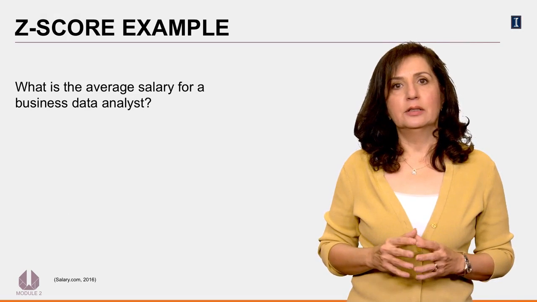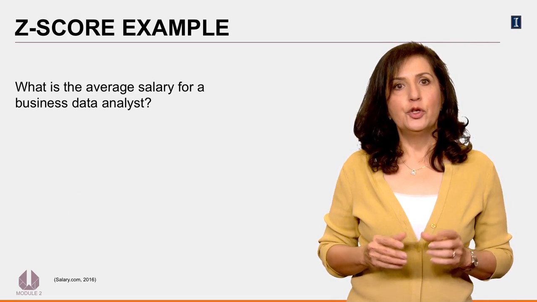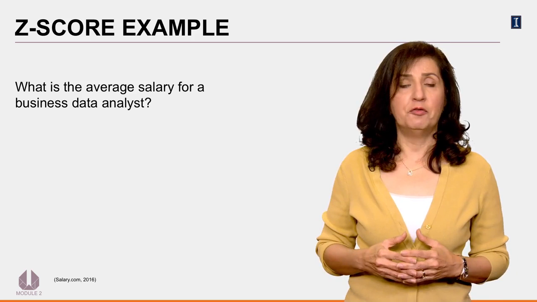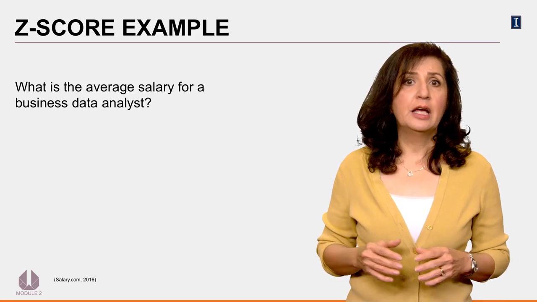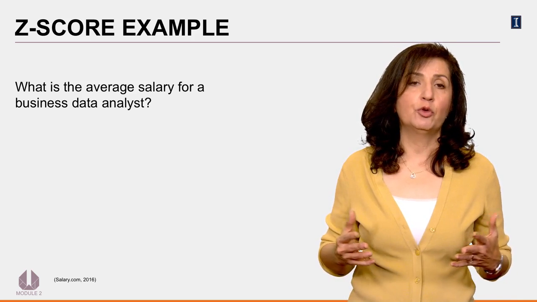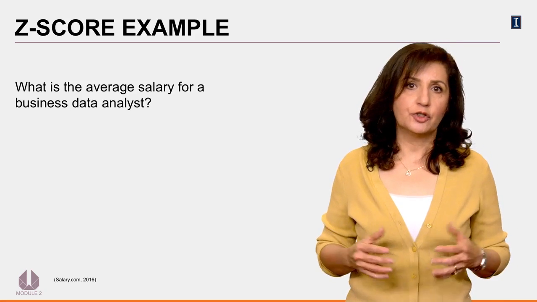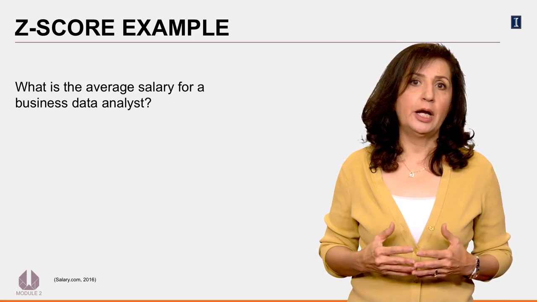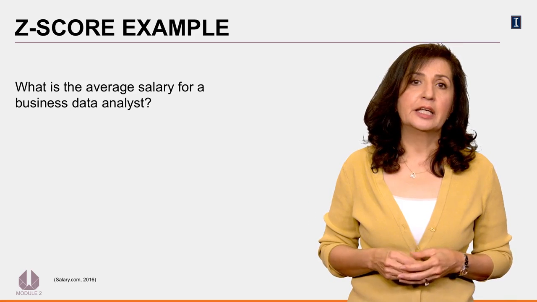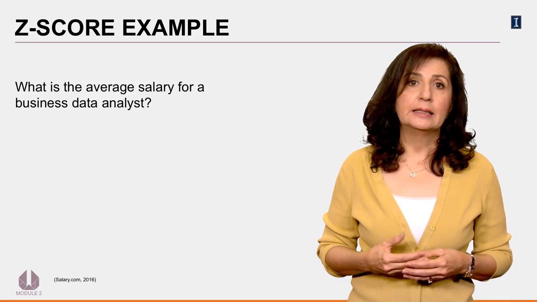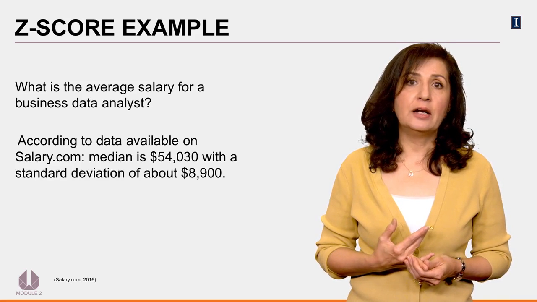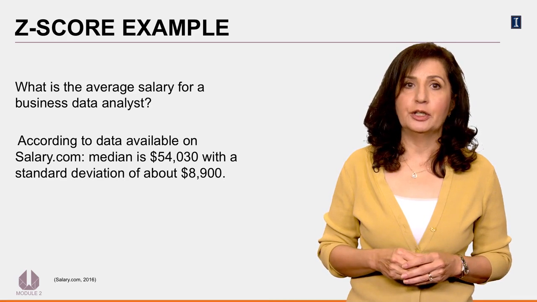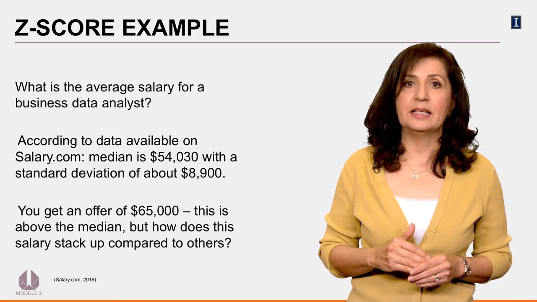Now let's expand on the example we were using before. You interview for a job and get an offer and would like to know how competitive your offered salary is. All you have is some data based on published reports on websites. Let's look at such a website. I'm using payscale.com. Searching for a job title such as business analyst gives the following information. The median is 54,030 and the standard deviation about 8,900. You get an offer of 60,000.